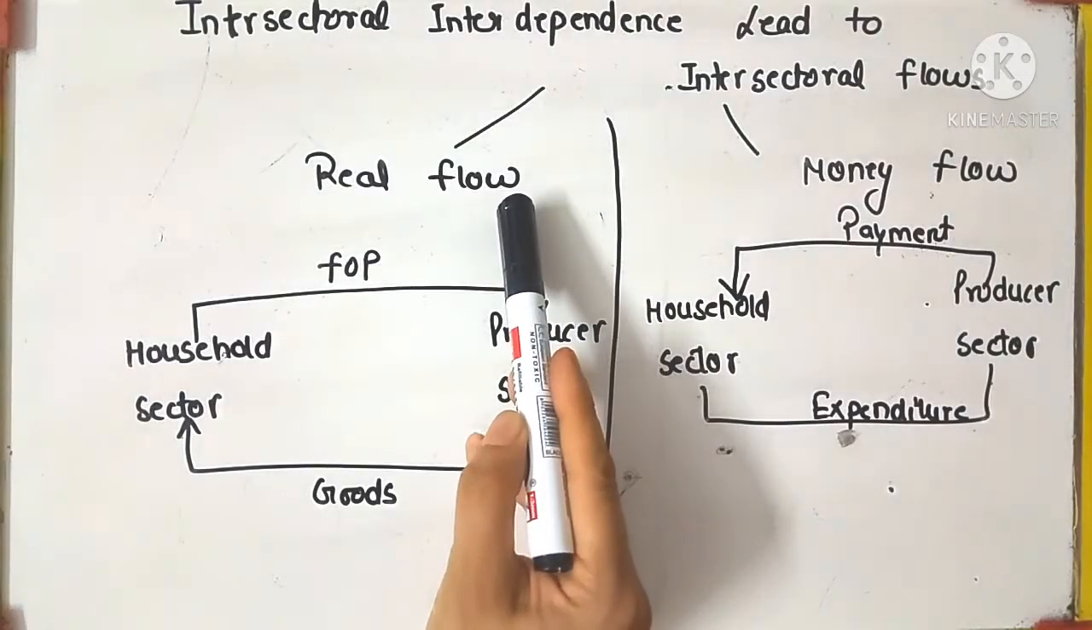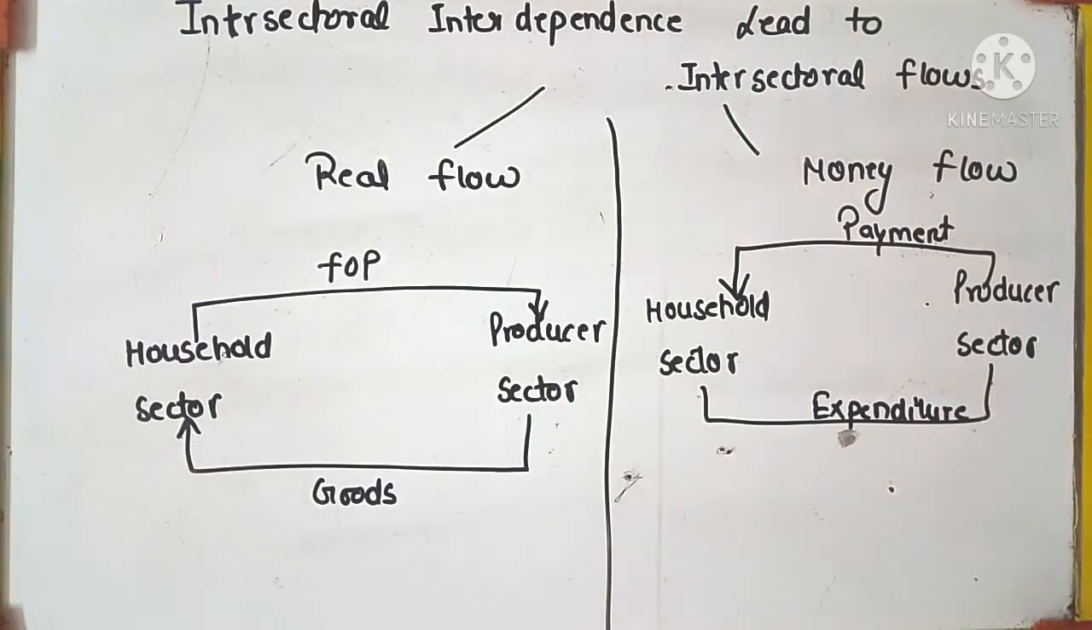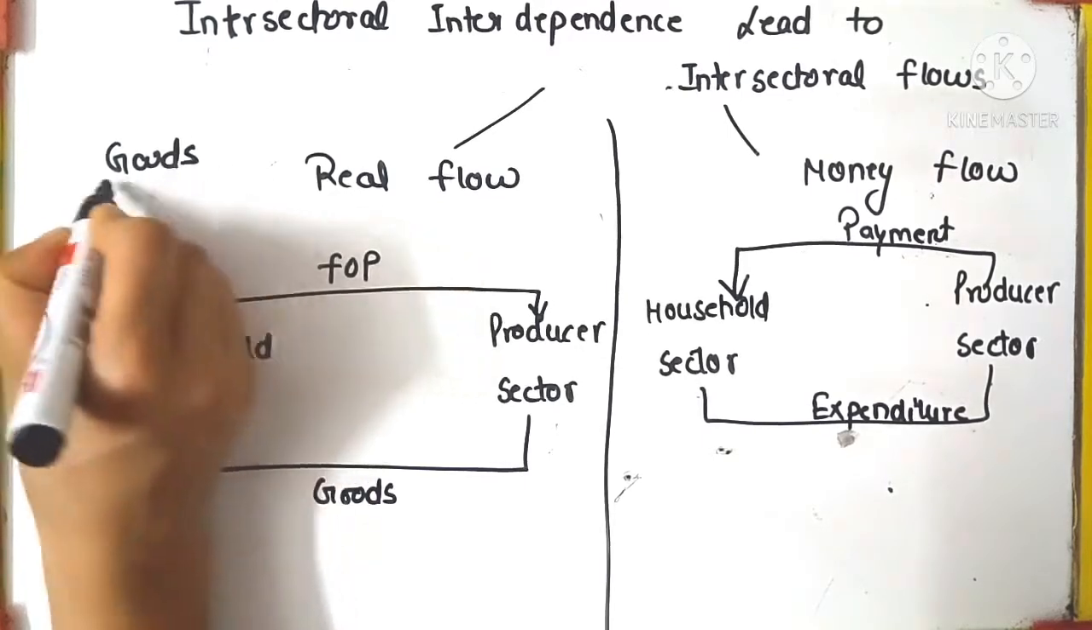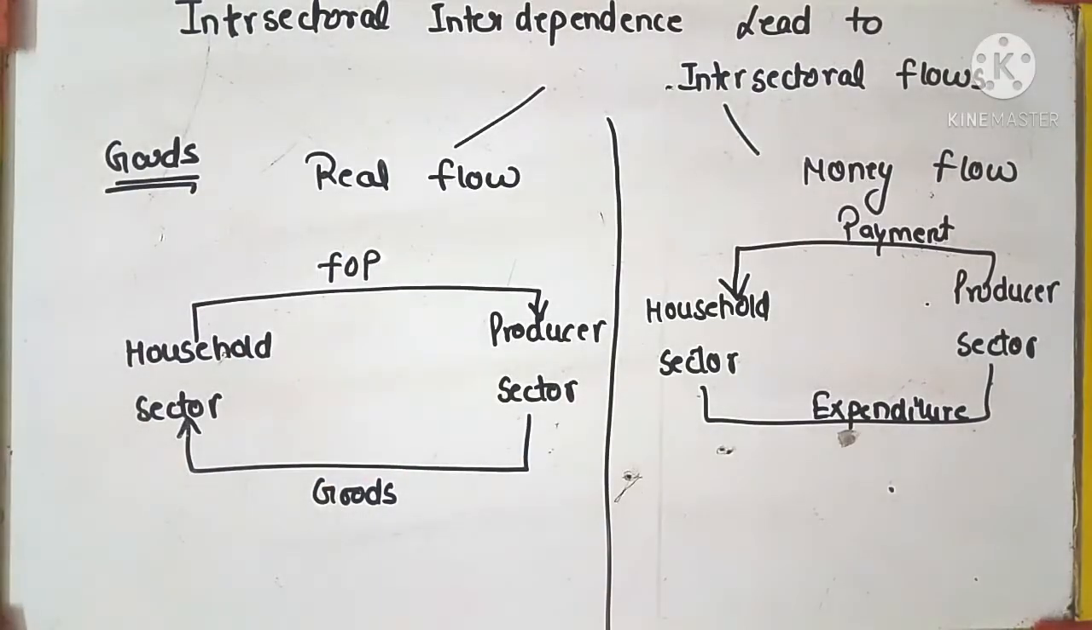The real flow is the supply or exchange of goods and services in the economy. So when goods are exchanged through all these sectors, that flow is known as real flow. But when the supply of money exists during the intersectoral flow, that is known as money flow. Let's discuss the concept with a diagram.